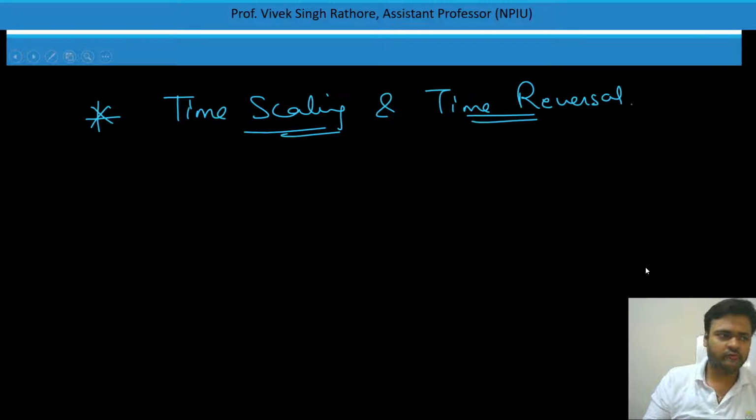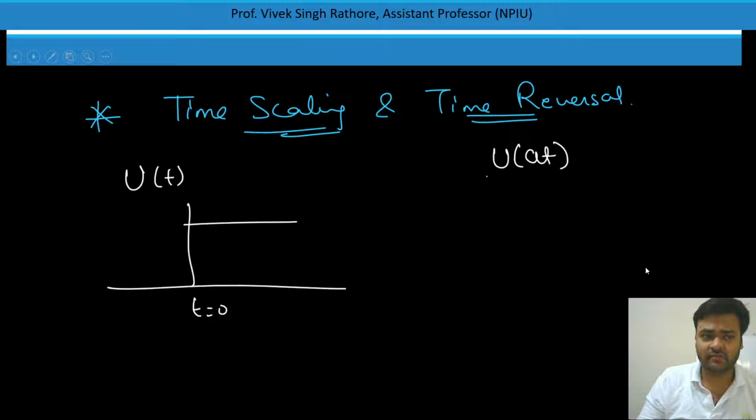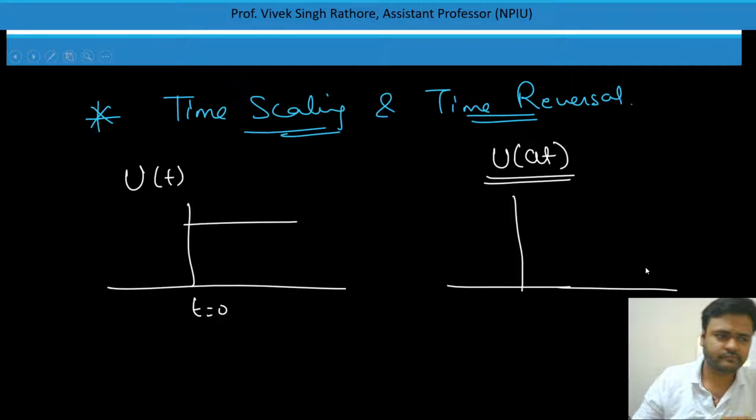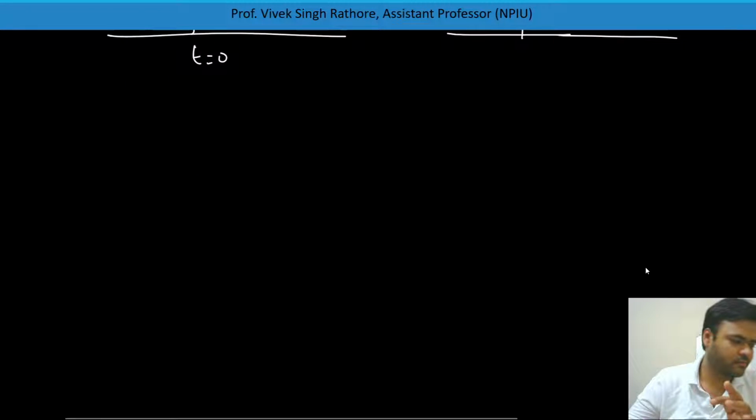First we'll do it on unit step. This is the unit step signal. When we do time scaling, as you know, we just divide the whole time domain by a, that is the scaling factor. Here also we'll do the same, and then the signal will be like this. There is no change, both signals are equal, so nothing happens when we do time scaling on a unit step signal. First point to be noted down.